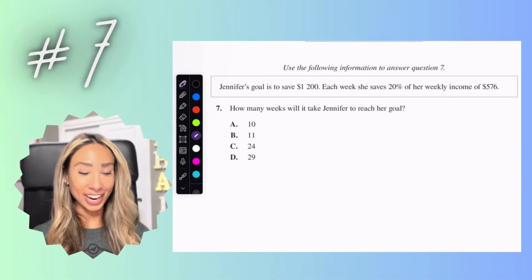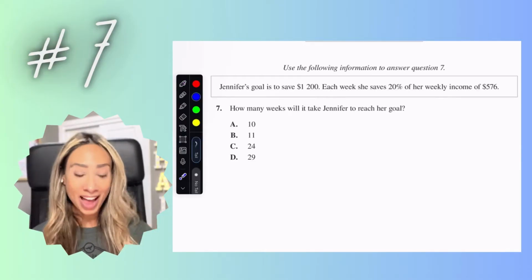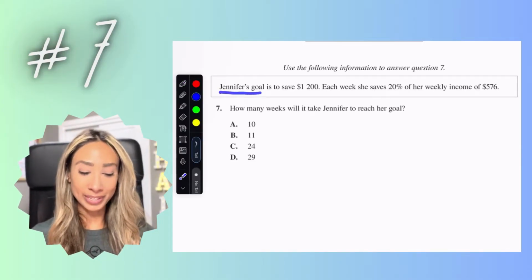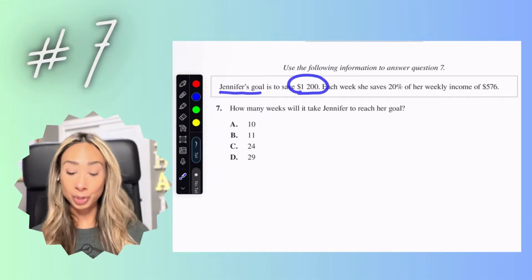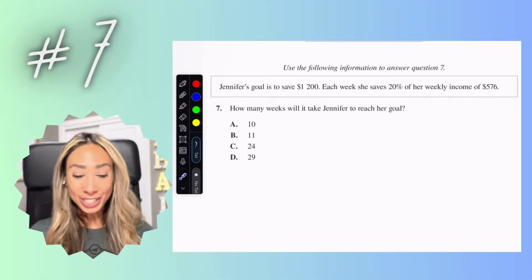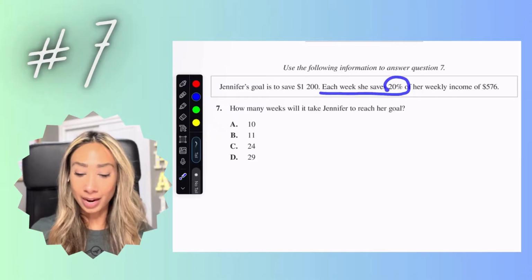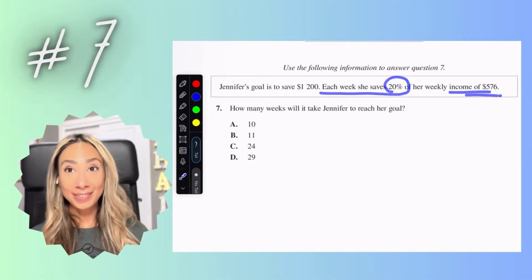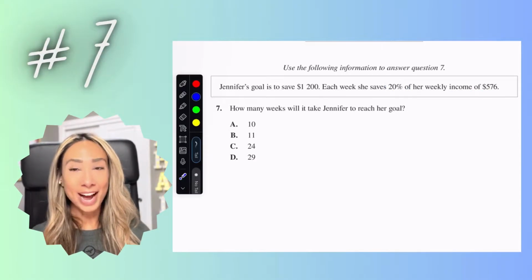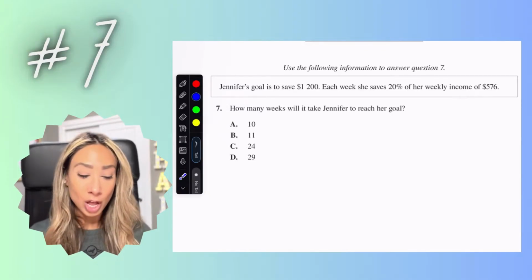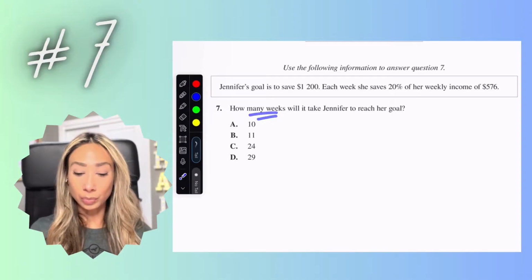Number 7 here, and I like this one because it's got my name in it. So basically, Jennifer's goal is to save $1,200. She saves 20% of her weekly income of $576. So we want to know how many weeks it will take to reach her goal.